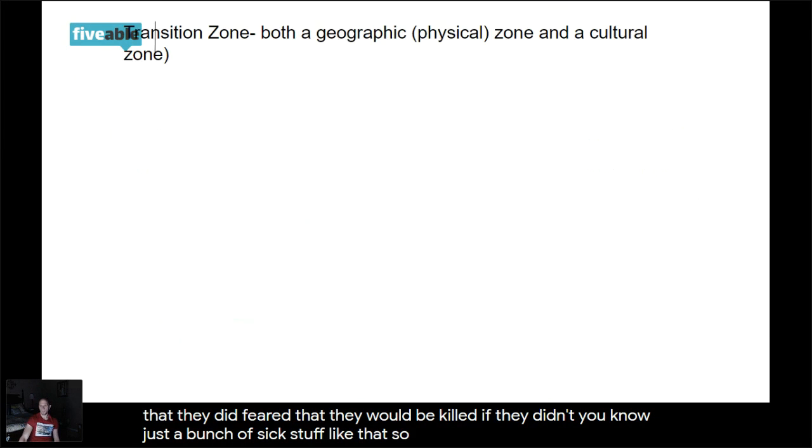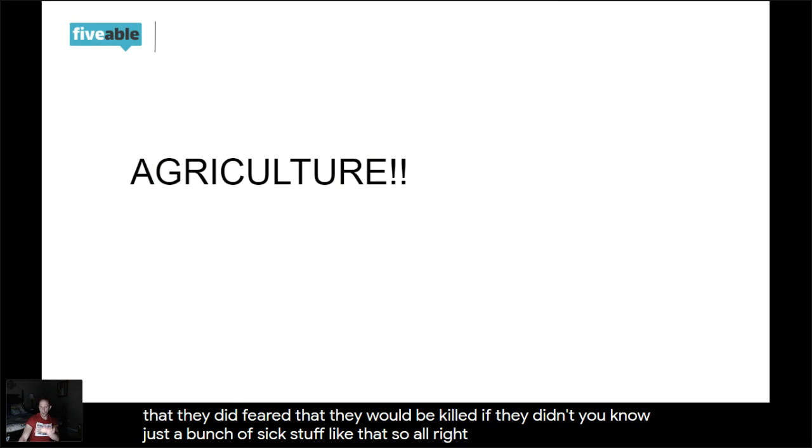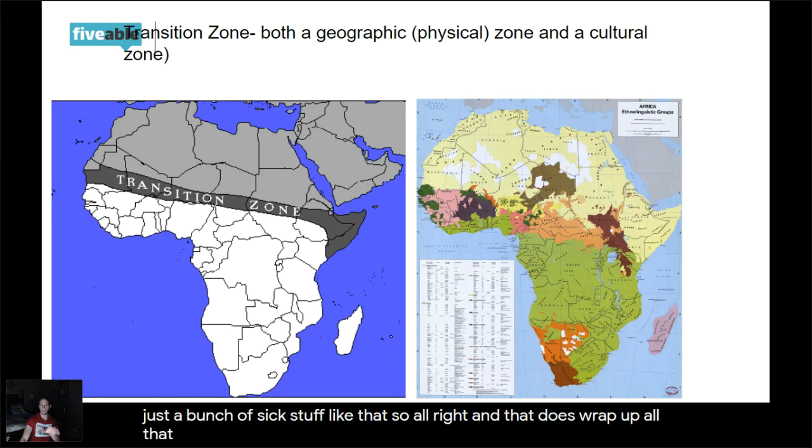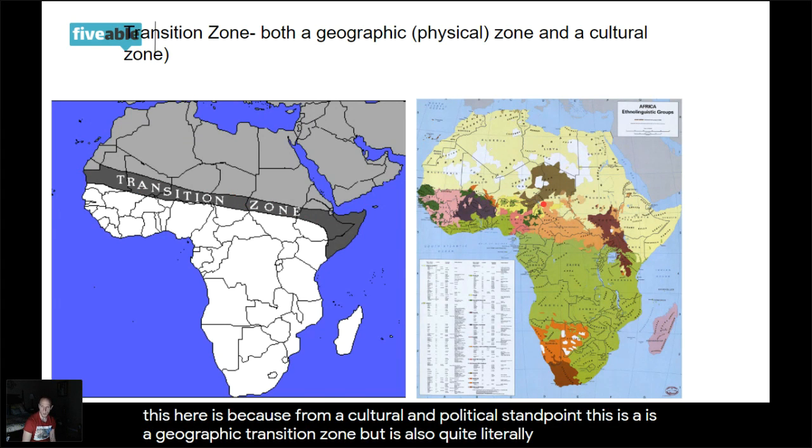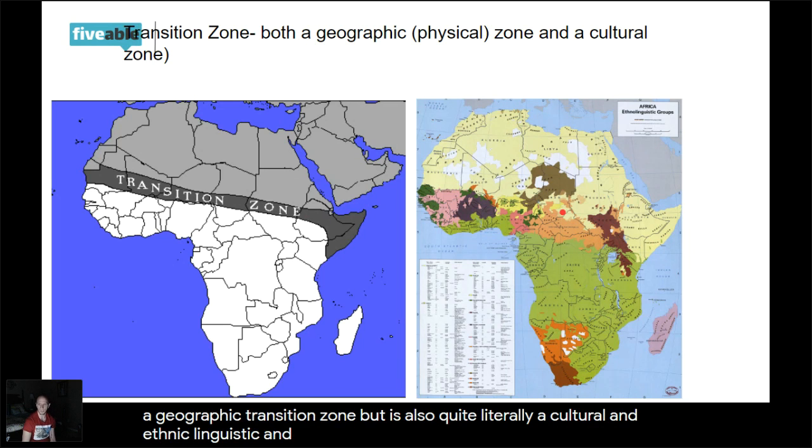All right, that does wrap up all that I have in terms of political geography. By the way, the reason I put this here is that from a cultural and political standpoint, this is a geographic transition zone, but it is also quite literally a cultural, ethno-linguistic, and religious transition zone as well. So when you talk about the African transition zone, I want you to associate it with both the physical geography as well as the cultural geography.